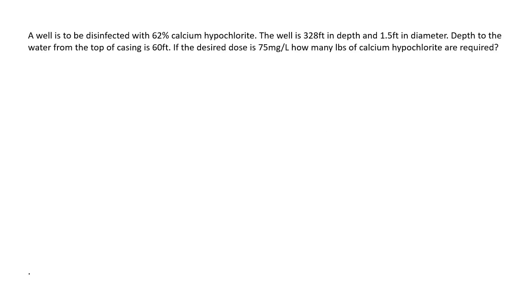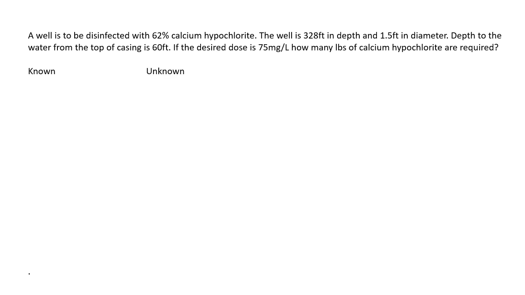A well is to be disinfected with 62% calcium hypochlorite. The well is 328 feet in depth and 1.5 foot in diameter. Depth to the water from the top of the casing is 60 feet. If the desired dose is 75 milligrams per liter, how many pounds of calcium hypochlorite are required?